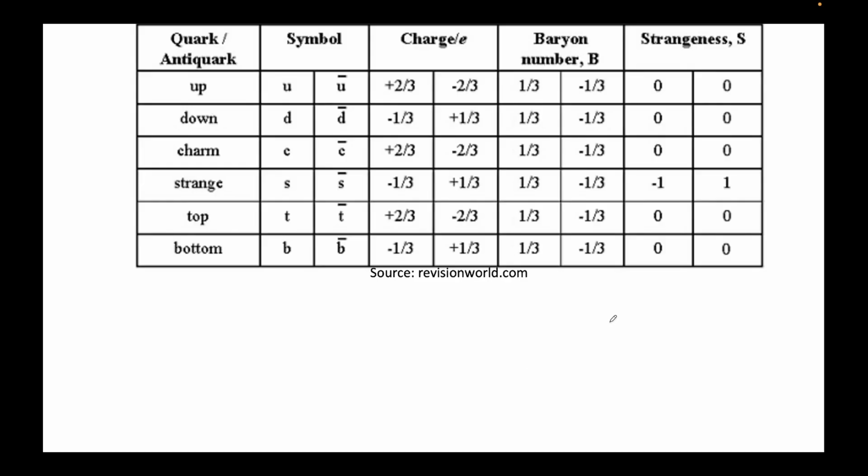Now first we need to look at the protons and some elementary particles. On your screens you can see the 6 quarks which make up the hadrons, and these are the symbols and the corresponding antiparticle symbols. For instance, the up quark has charge plus 2/3, and the up anti-quark will have minus 2/3 charge, and similarly baryon number plus 1/3 will become minus 1/3.